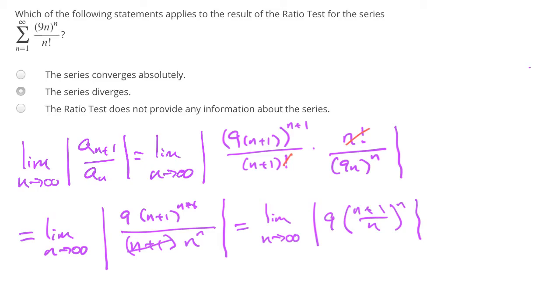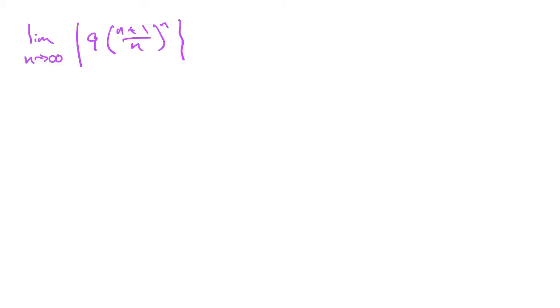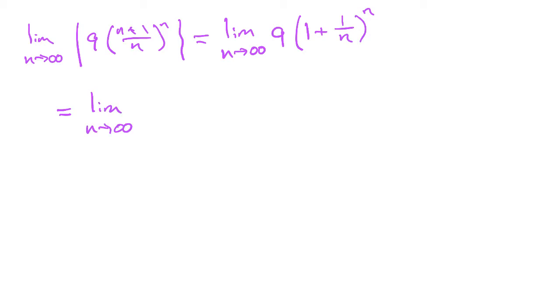And so here, again, our absolute value bars really aren't doing all that much, so we can just drop those. So we have our limit as n goes off to infinity. We have our 9, and if we simplify that inside, we have 1 plus 1 over n raised to the n power, which hopefully we recognize as one of our definitions for e. So our limit of 1 plus 1 over n raised to the n power just becomes e. And so in this case, our limit is 9e.